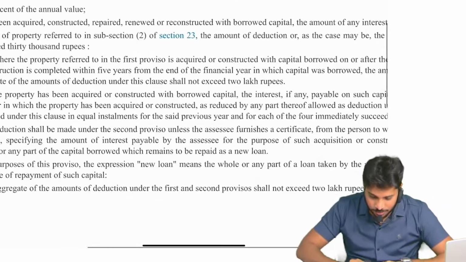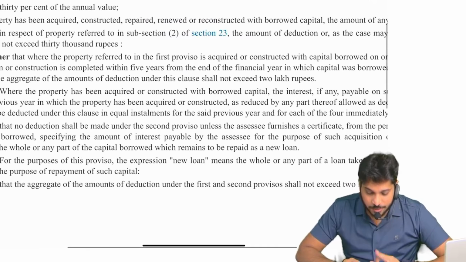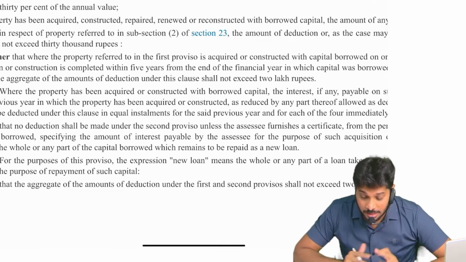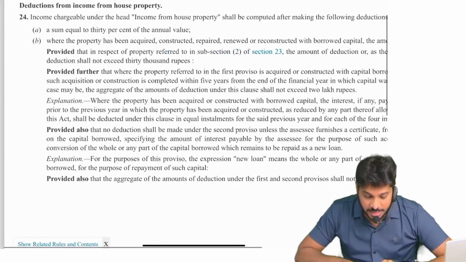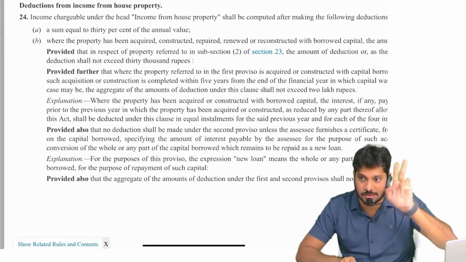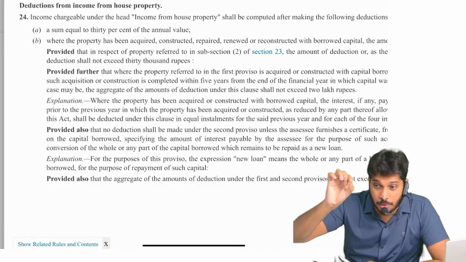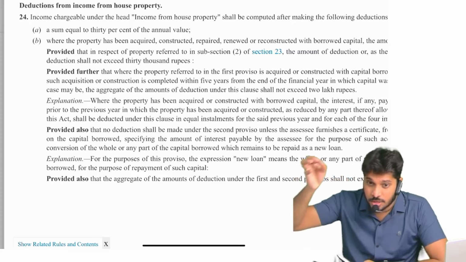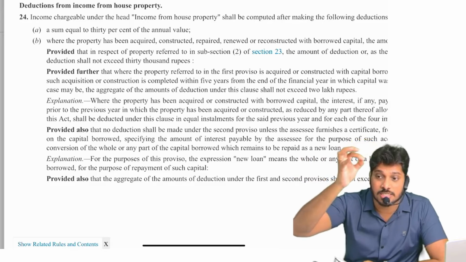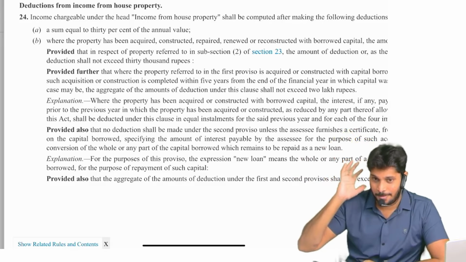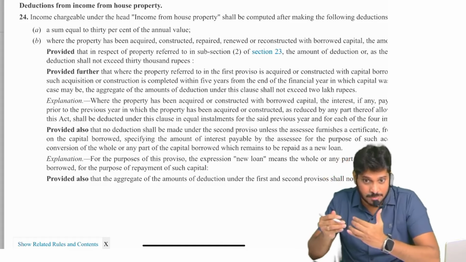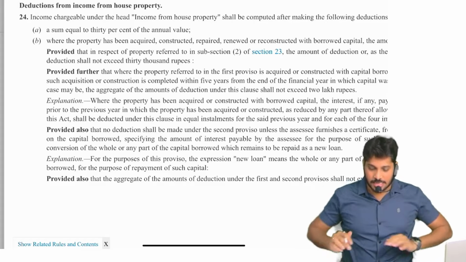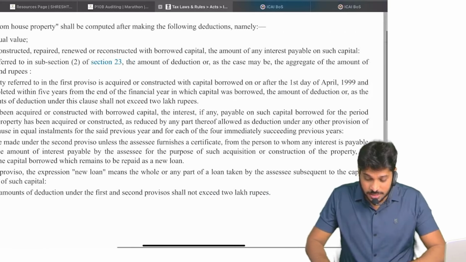Now where the property has been acquired or constructed with borrowed capital, the interest if any payable on such borrowed capital for the period prior to the previous year, interest on borrowed money prior to year of construction means total interest amount only you should consider. Need not be pre-construction period. We named it as PCPI. Technically here you see what they are saying?